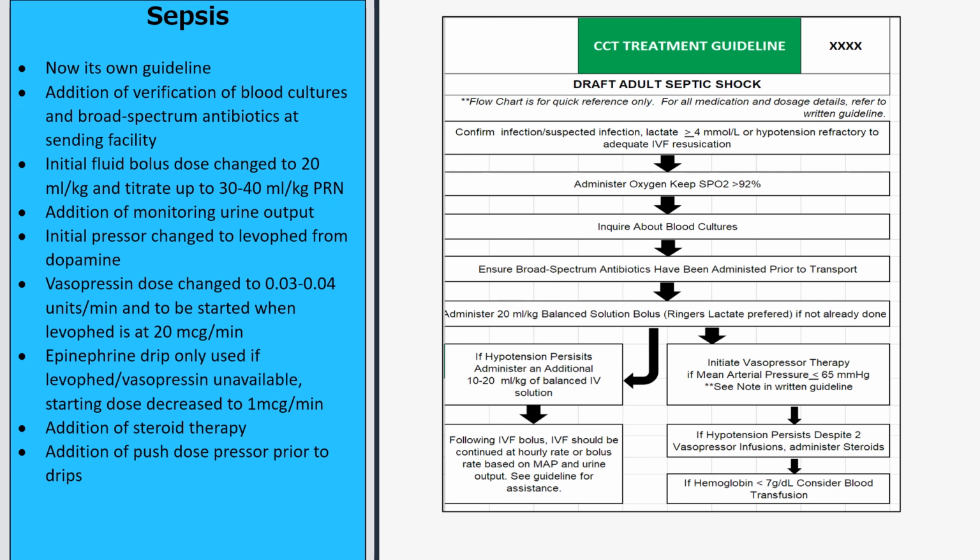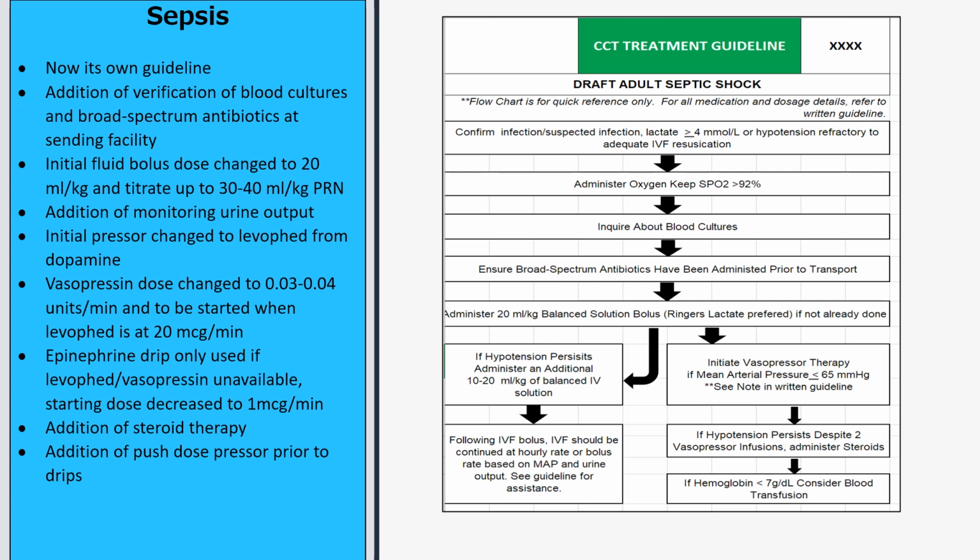The CCT treatment guideline, adult septic shock. The flow chart is for quick reference only. For all medication and dosage details, refer to the written guidelines. First, start with confirming infection or suspected infection, which is a lactate greater than or equal to 4, or hypotension refractory to adequate IV fluid resuscitation.